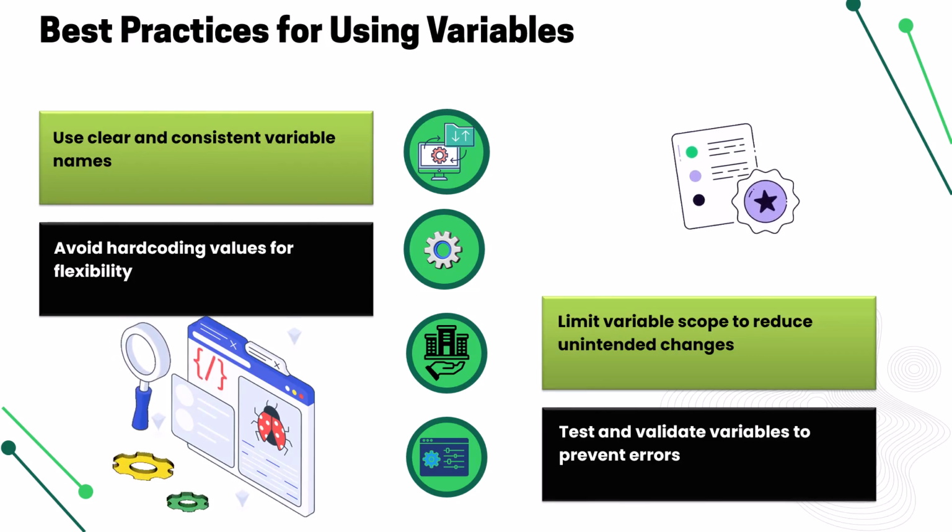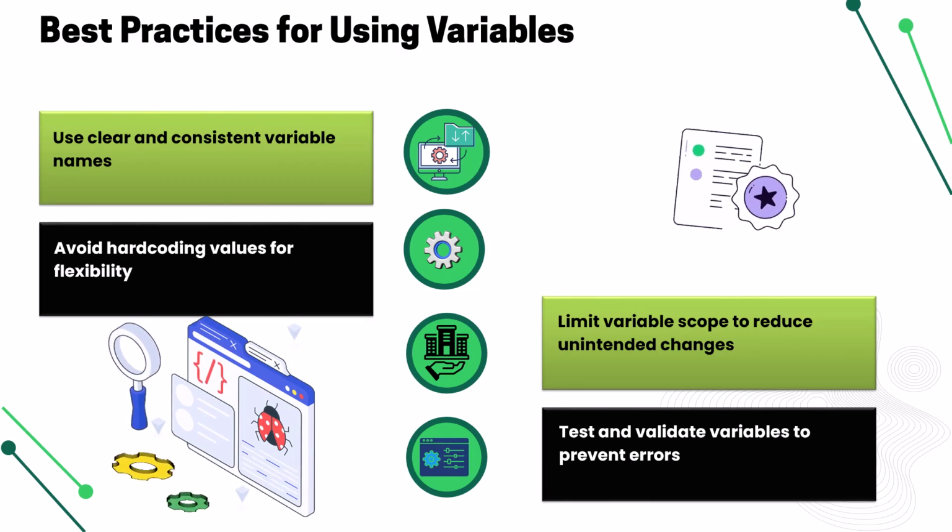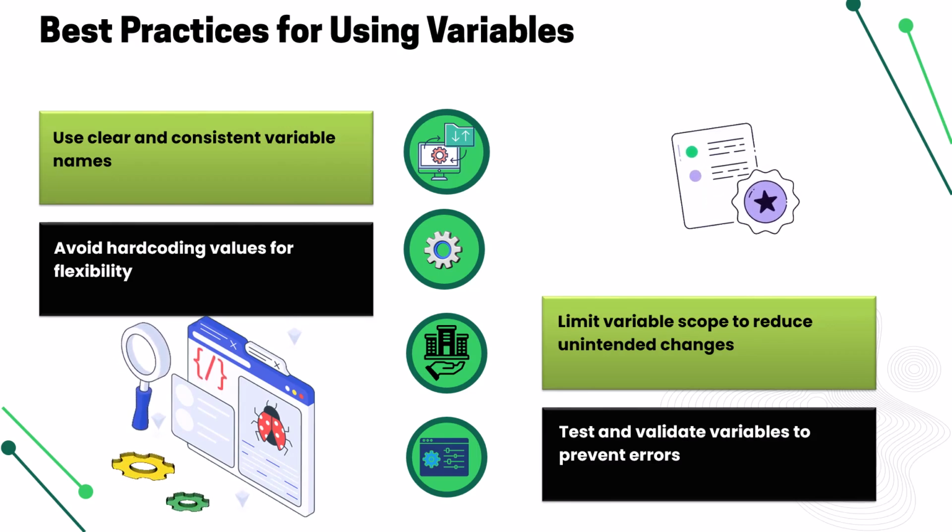Good variable management is like keeping a well-organized kitchen. You want things labeled, accessible, and not randomly mixed. Clear names ensure readability, avoiding hard-coded values boosts flexibility, and limiting scope prevents chaos. And of course, testing is like tasting your food before serving. Make sure everything is in order before it's too late.